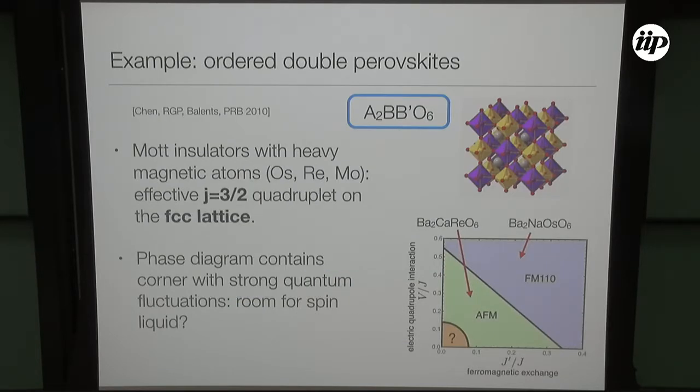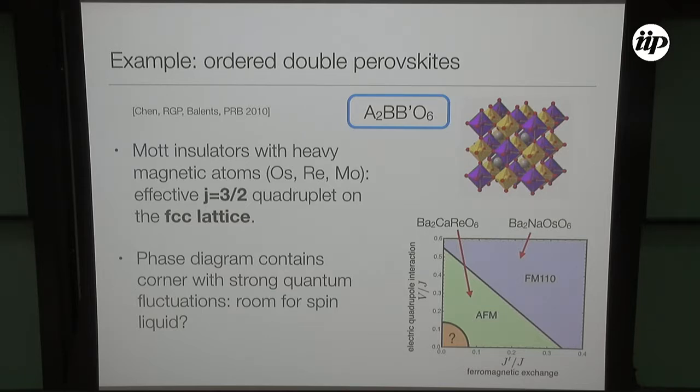Our motivation for thinking about this goes back to this paper, because there are actually some materials that are well described by having J equals 3/2 magnetic moments on some lattice. And this is the case of ordered double perovskites. Double perovskites are materials with this kind of chemical formula. The important thing here is that you have your magnetic ions. Some of these materials are Mott insulators, and the magnetic ions would be the B primes that sit here in these purple regions. These are octahedra again, which form an FCC lattice. So the effective spin model here would be J equals 3/2 on the FCC lattice.